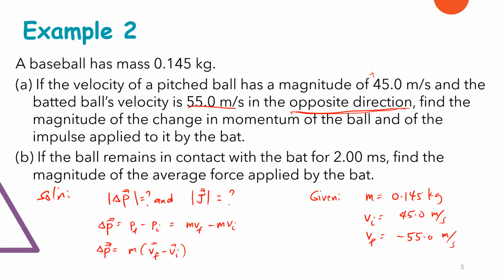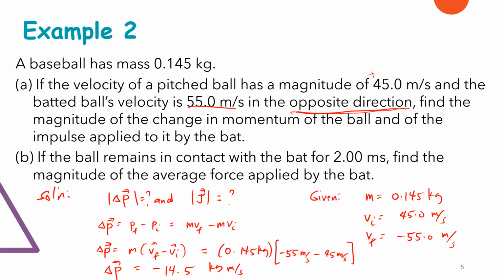So therefore, the change in momentum is equal to mass times Vf minus Vi. Mass is equal to 0.145 kilograms multiplied by the Vf, which is negative 55 meters per second, minus the Vi, which is 45 meters per second. So the change in momentum now is equal to negative 14.5 kilograms meter per second.